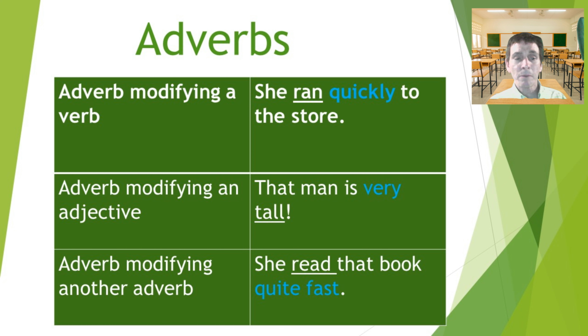Now in the last example, we see an adverb modifying another adverb. She read that book quite fast. So in this sentence, we see 2 adverbs back to back. We can say she read that book fast, or we can say she read that book quite fast, where quite is a word that's similar to very. Okay, let's go to the next examples.